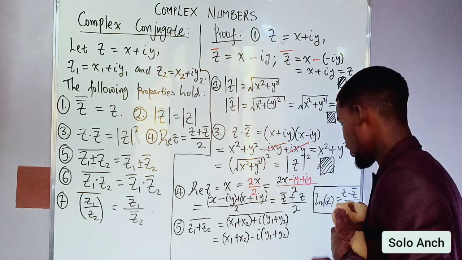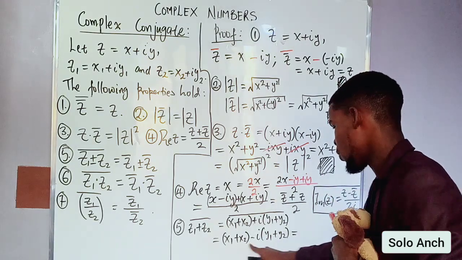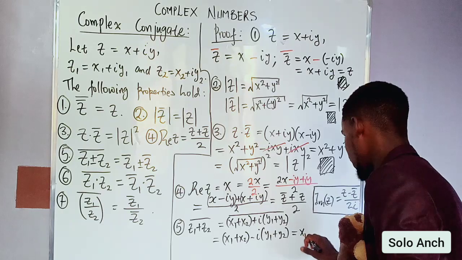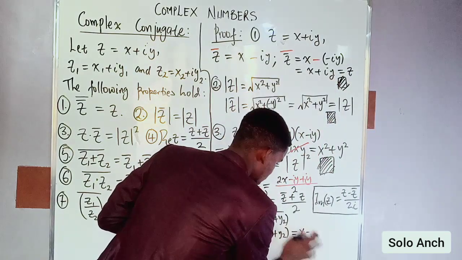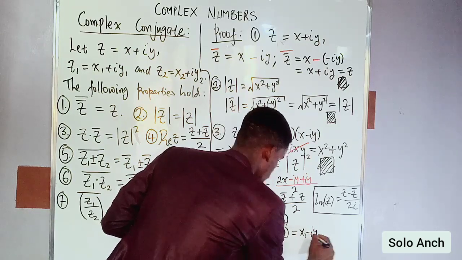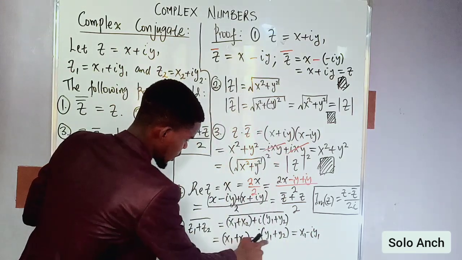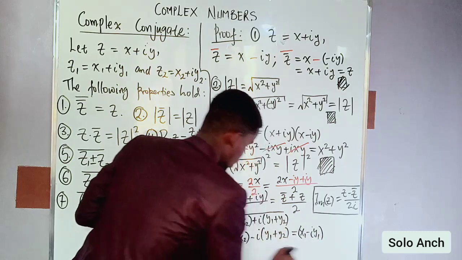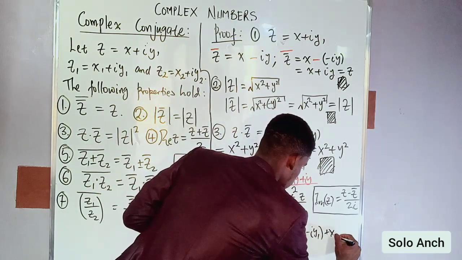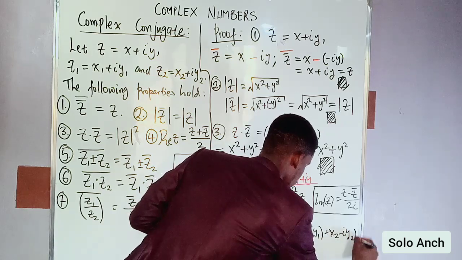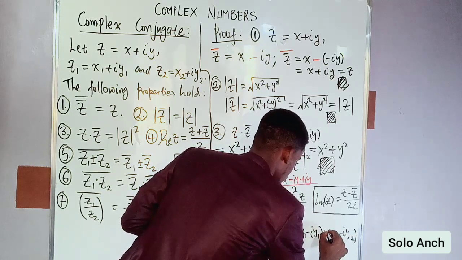But we are going to rewrite this a little bit so that we have x1 minus iy1 after expanding. That is the first part, this minus that. Then we're going to take x2 minus iy2. That will be plus x2 minus iy2. That is the second part, all right?